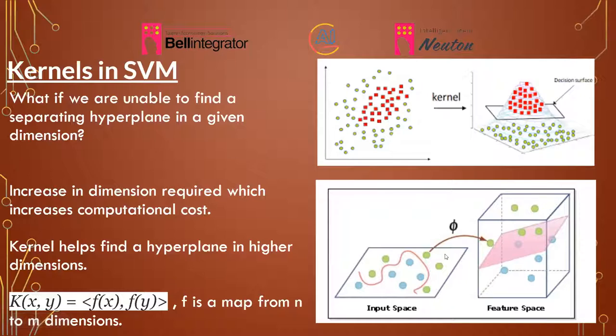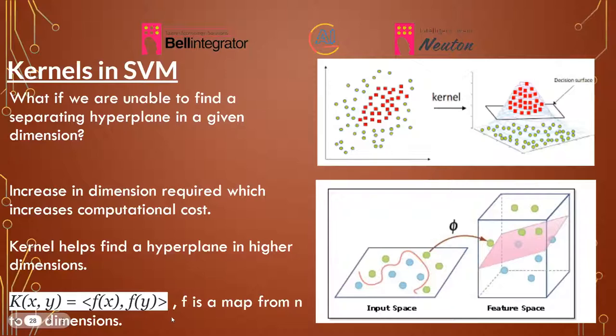What kernelization helps you do is find a higher plane in higher dimensions, and it gives you a boundary that looks something like this. So it maps the feature space to a higher dimensional space and gives you the corresponding hyperplane and maps it back to your existing space. And this is basically what is shown here.